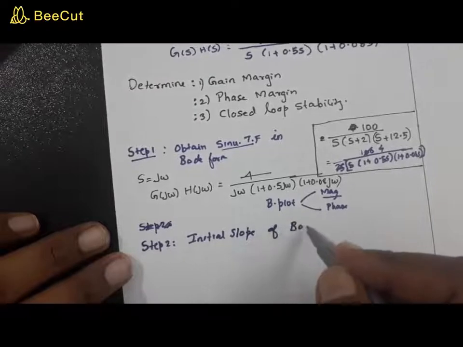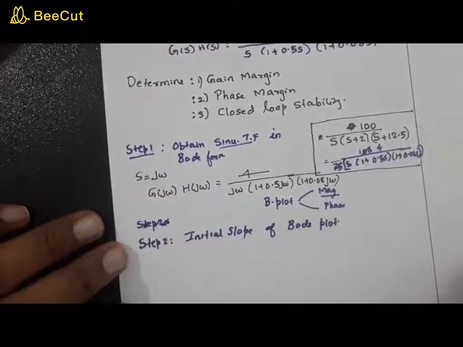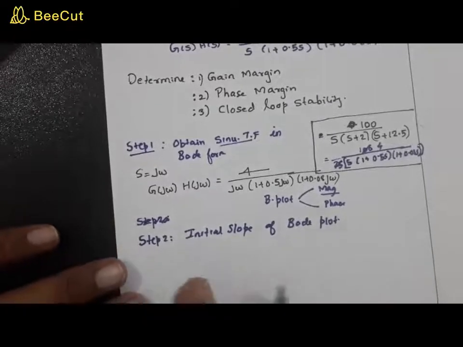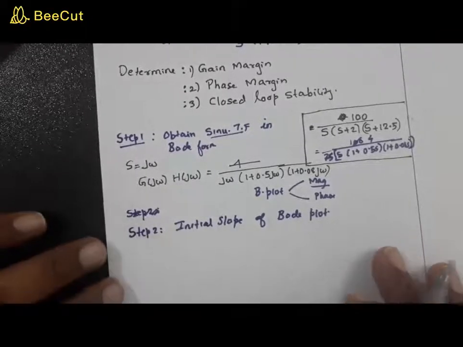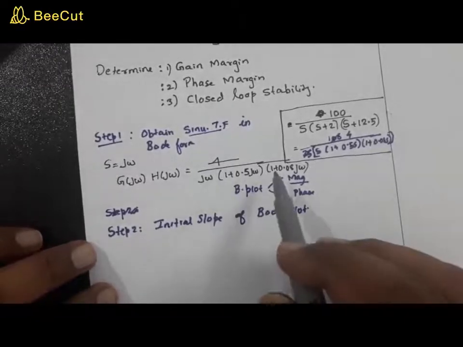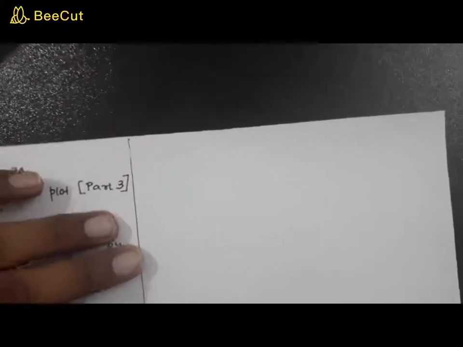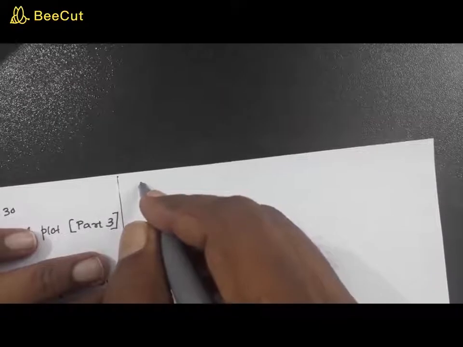Okay, initial slope of the Bode plot. Now I'll be explaining a general case, and then we'll apply that to this problem. So how to find out the initial slope of the Bode plot, then only we can use all the rest of the terms as I discussed in the live class yesterday. Now let's see a general case of how to find out the initial slope.